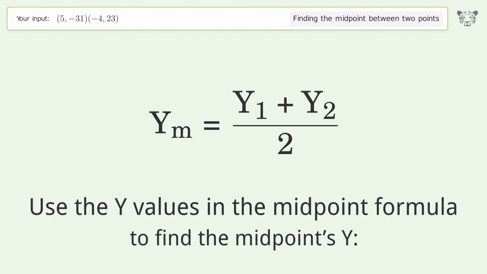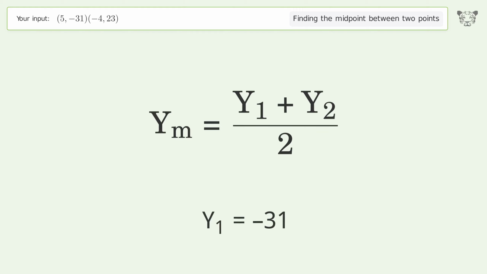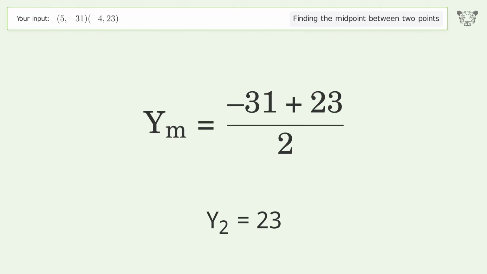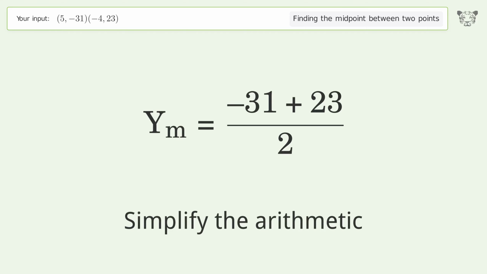Use the y values in the midpoint formula to find the midpoint's y. y1 equals -31, y2 equals 23. Simplify the arithmetic.